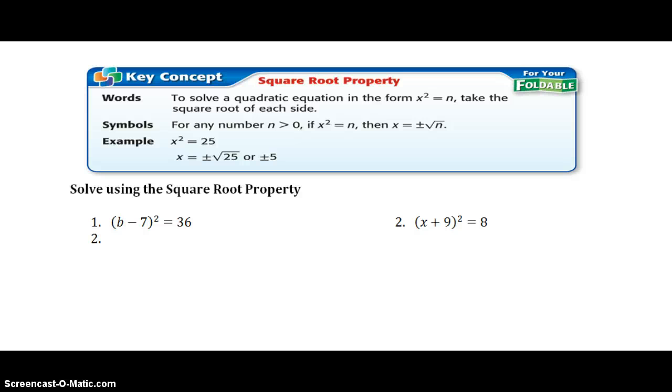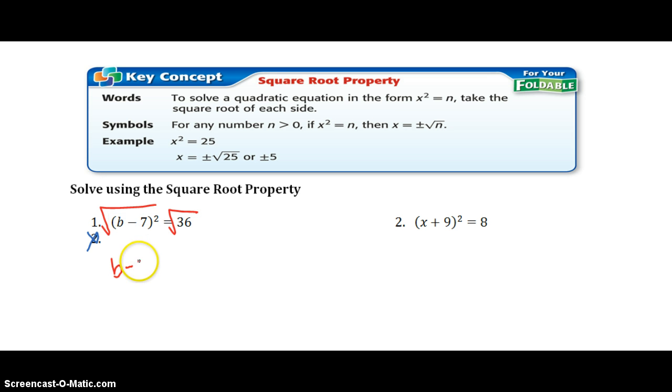Okay, square root property. To solve a quadratic equation in the form x squared equals 9, you simply need to take the square root of each side. So solving using the square root property, here we have b minus 7 squared equals 36. So let's take the square root of both sides.